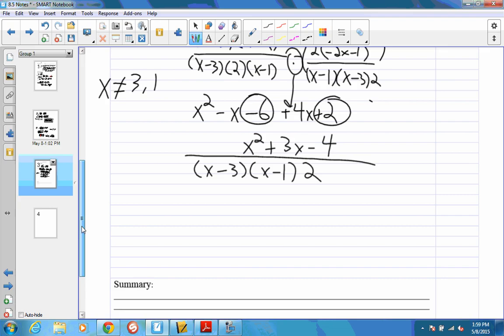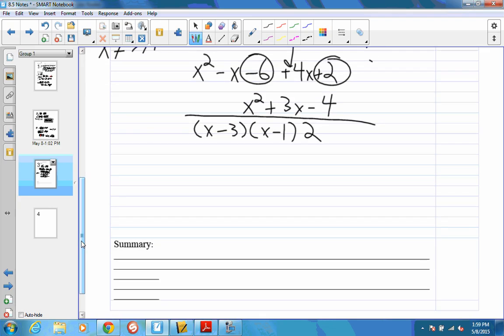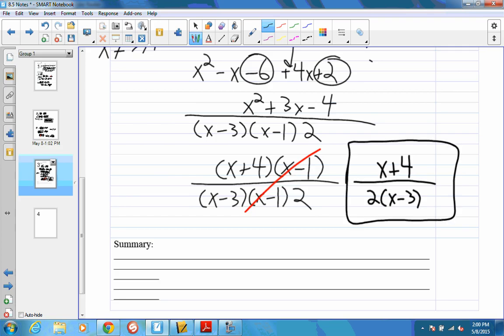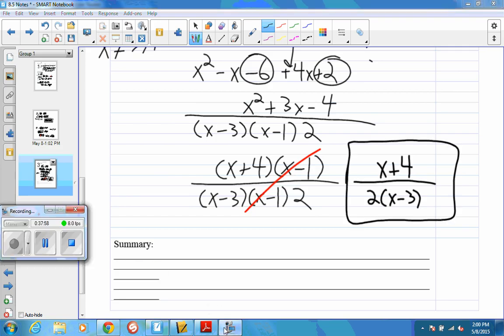Good. All right, so what is that going to factor down to? So x plus 4, right? X minus 1 over x minus 3. At the very beginning, you distribute your negative. So what goes away? Leaving me with x plus 4 over 2 times x minus 3. That is a big old long problem, right?